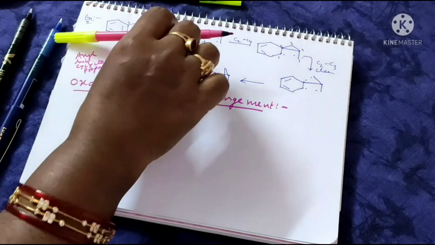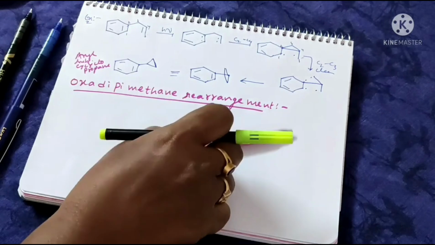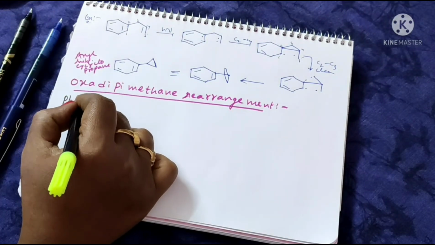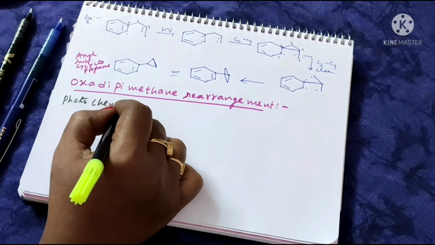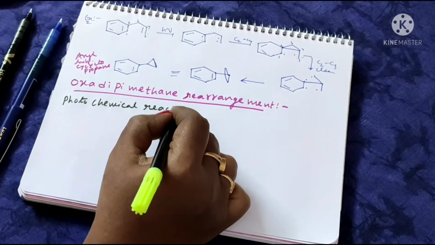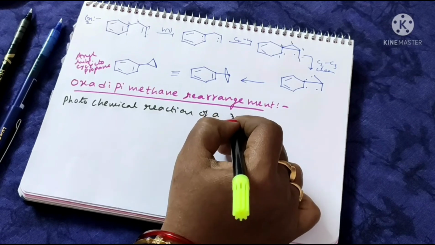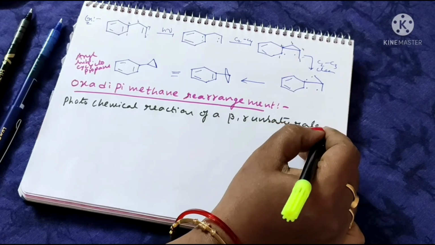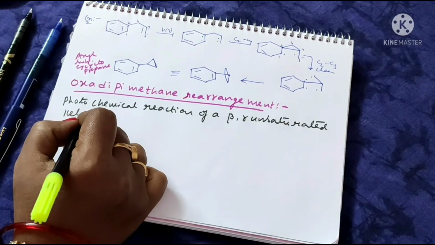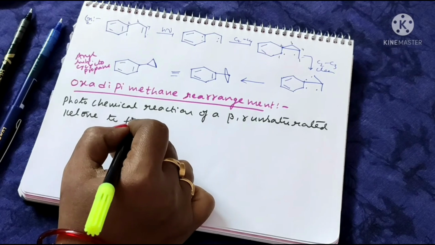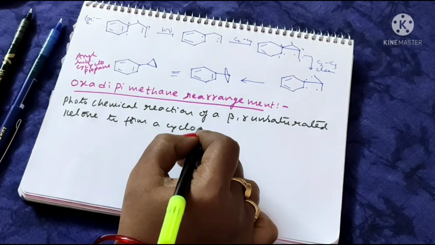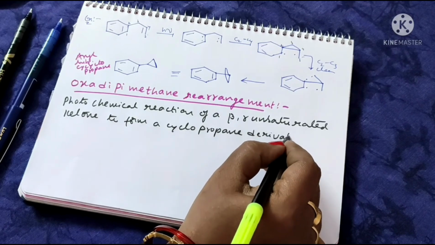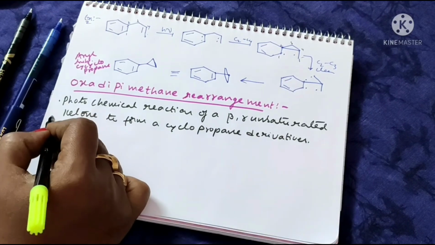So here the condition of this rearrangement is a photochemical reaction. This is a photochemical reaction of a beta-gamma unsaturated ketone to form cyclopropane derivatives. Okay, that is the first one.